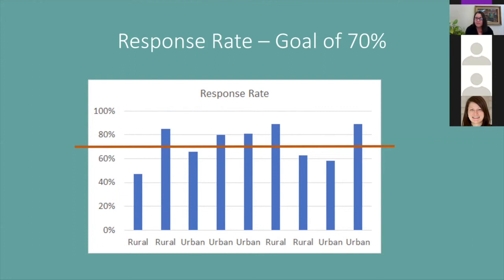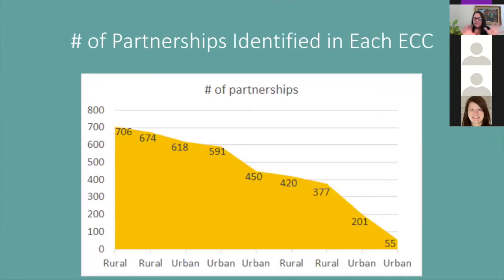For example, this is our response rate across those different networks. You'll see our highest response rate came from this very rural area where over 80% of the people in the network responded. And so our goal was 70% across the project, and you can see how that kind of varied. So I'm just showing you a few ways to show data across a bunch of networks.